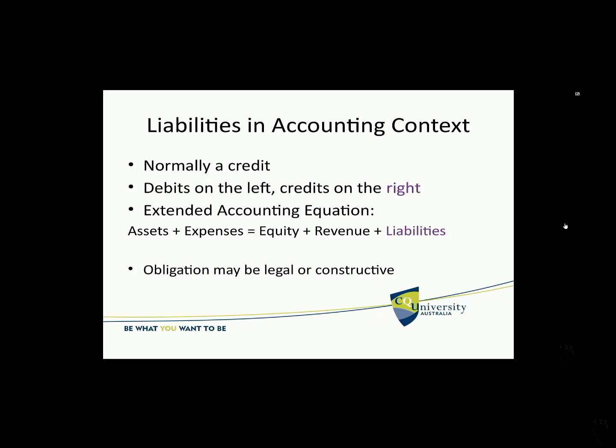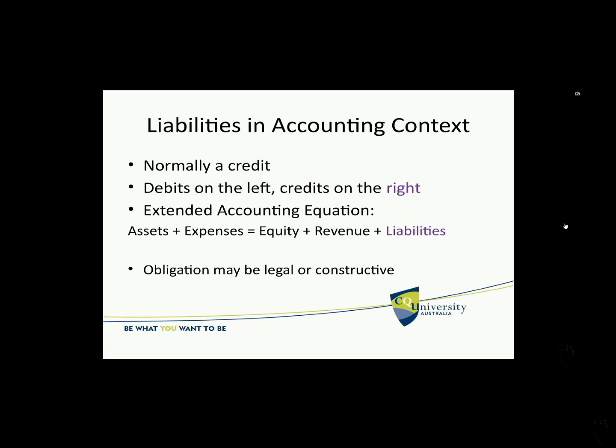And we all know, by now, we should all know what it is. Assets plus expenses equals equity plus revenue plus liabilities. And as you can see from the extended accounting equation, the liabilities are on the right. Now, that obligation may be illegal or constructive. And what we mean by legal means that generally it's encapsulated in a contract or a statutory obligation.